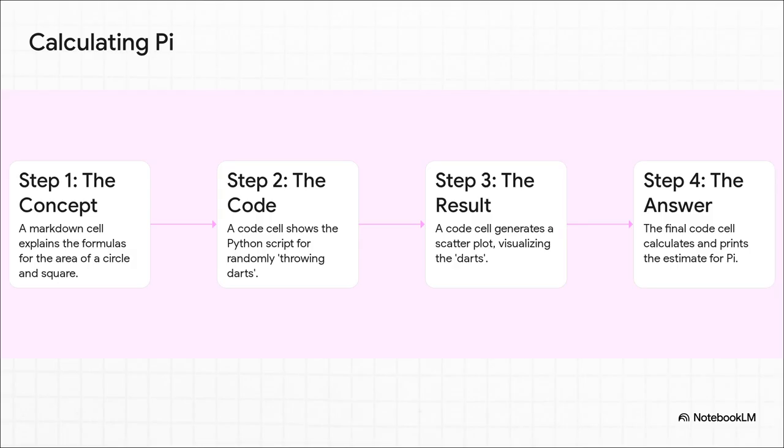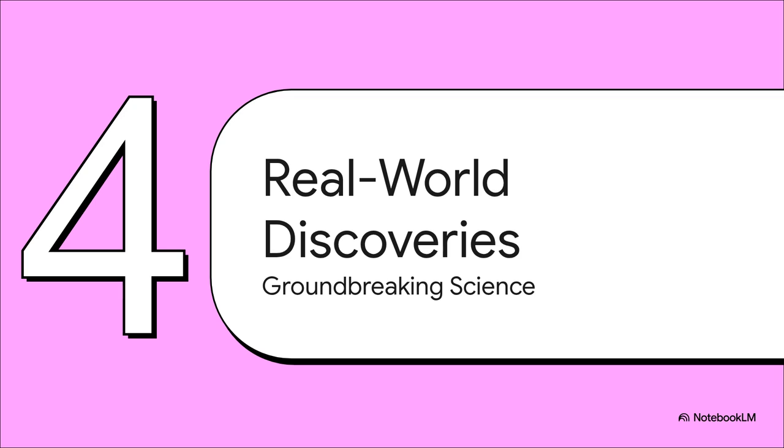After that, another code cell visualizes them for us, so we can actually see what's going on. And finally, a last cell calculates our estimate for pi. See? Each step blends the explanation and the execution, building the story as we go. But look, this isn't just for fun little examples like calculating pi. This exact same structure, this blend of code and narrative, is right at the heart of some of the most important scientific discoveries of our time.